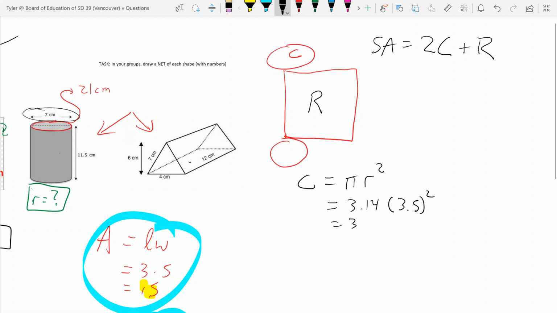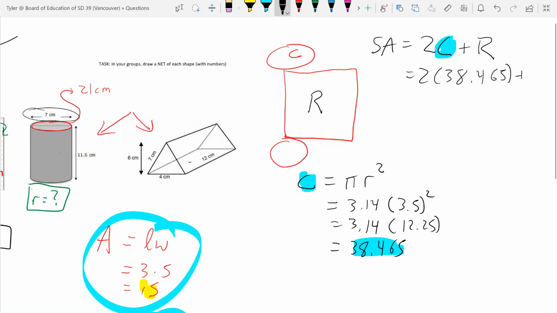So I got 3.14 times 12.25, because I did the squared first. And then I ended up getting 38.465. Cool. So I'm going to put that as C into there. It's going to be 2 times 38.465. Now I need to find R.